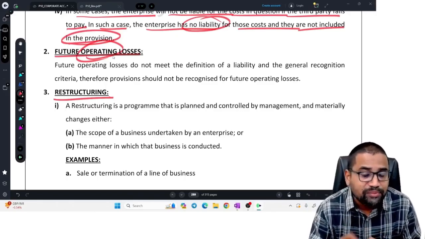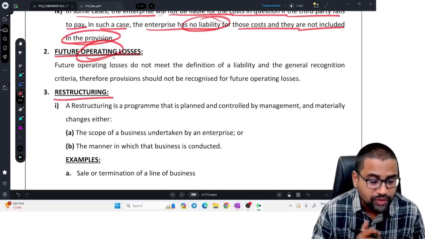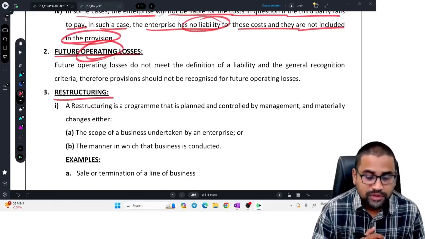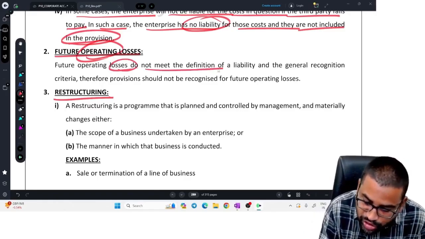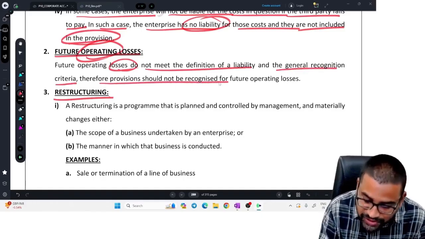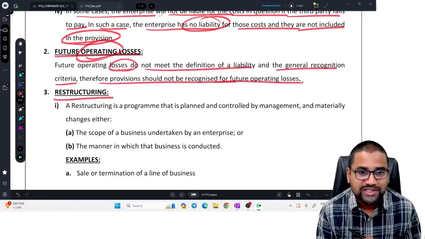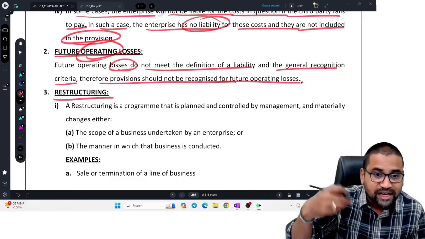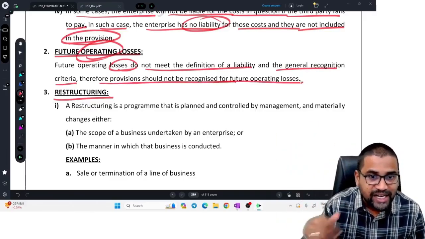So can I create a provision for future operating losses? The answer is no, because future operating losses do not meet the definition of liability and the general recognition criteria. Therefore, a provision should not be recognized for future operating losses. Suppose next year I am expecting that there will be losses, sir. Can I create a provision now?